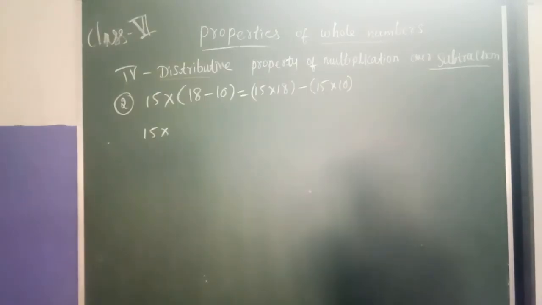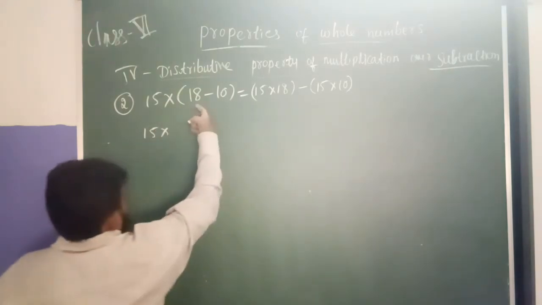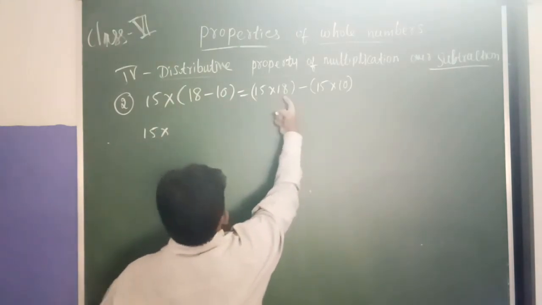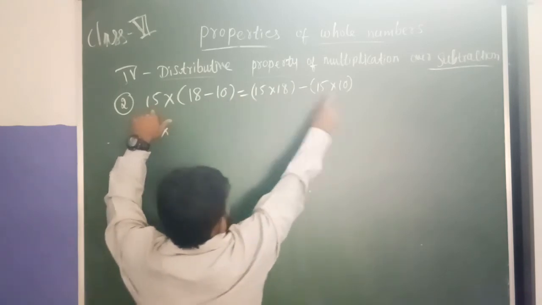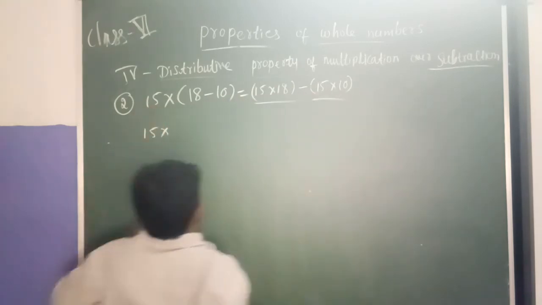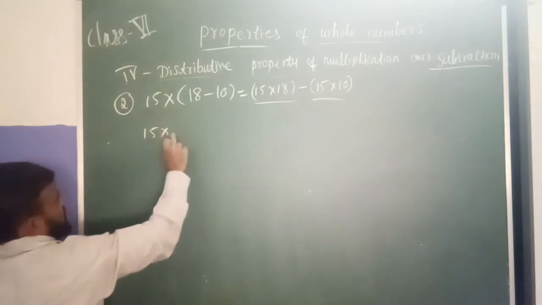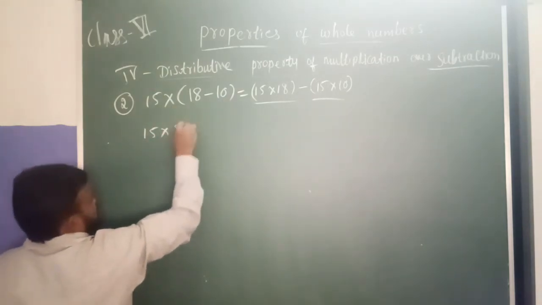Now you have to see the second sum. 15 into (18 minus 10) is equal to 15 into 18, minus sign, again 15 into 10. Right? 15 as it is, into as it is. 18 minus 10 is 8.